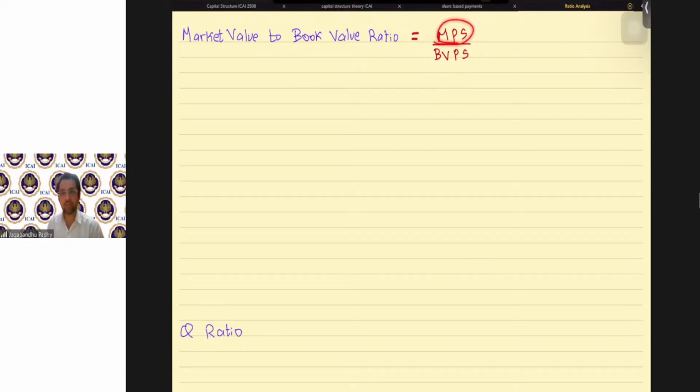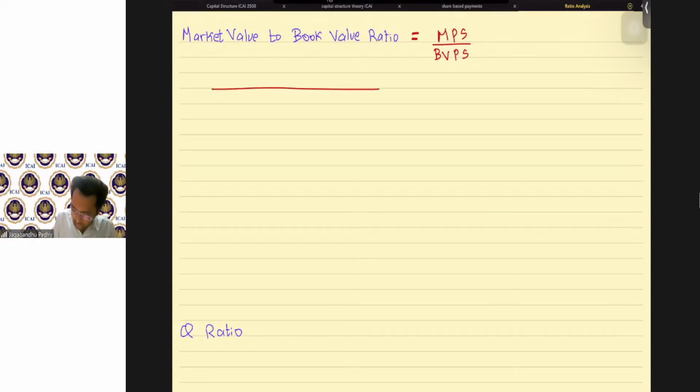On the numerator side, we have the market price of the share. It's the share price which we observe in the market, or the price at which it is being traded in the market, right? At BSE or NSE, whatever is the price of that share, the trading price of that share, that's your market price per share. Fine. Then we have book value per share in the denominator. Now, what is book value per share? Let's try to understand that in a better sense.